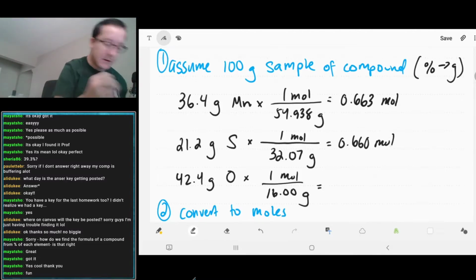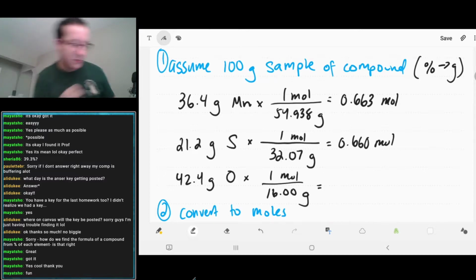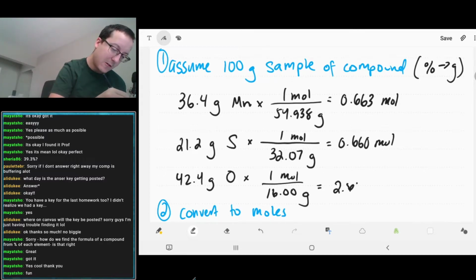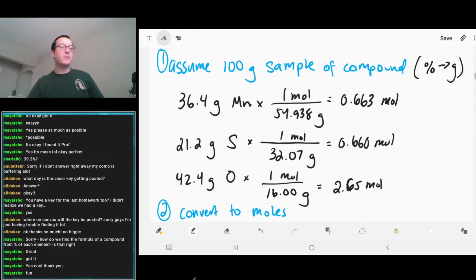0.660 moles and 2.65 moles. Okay, cool. Yes, fun indeed. Because nobody likes to do this math, right?